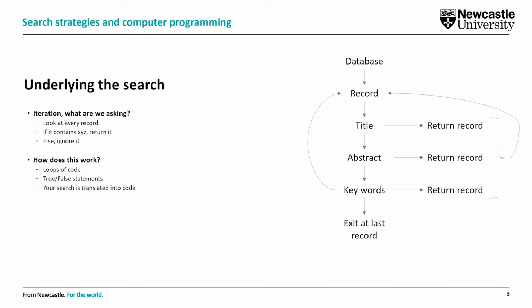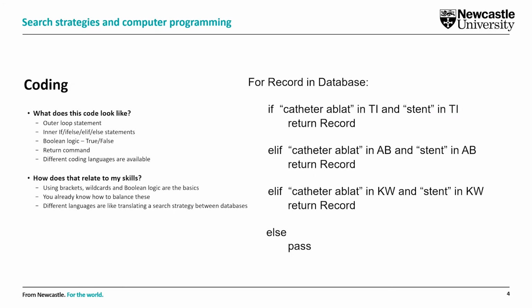Underlying this search, we're asking it to iterate through every single record in the database. To first check the title to see if it matches our string, and if it does, then to return that record. If it doesn't, then please check the abstract. And if it still doesn't, then move on to the keywords. And this will keep going back round through every single record until it reaches the last record in the database, where it will exit the loop. This is based on a series of true and false statements, and it basically translates your search strategy into a set of code.